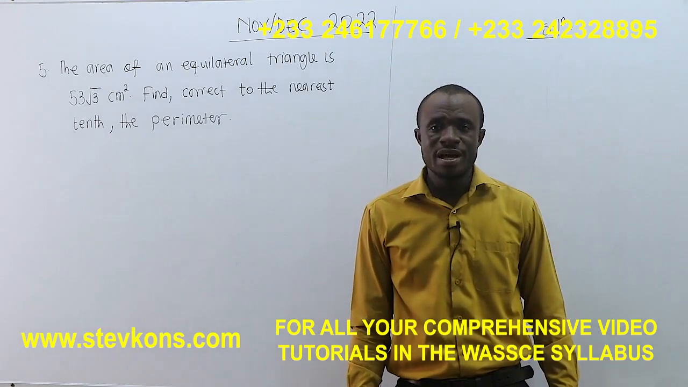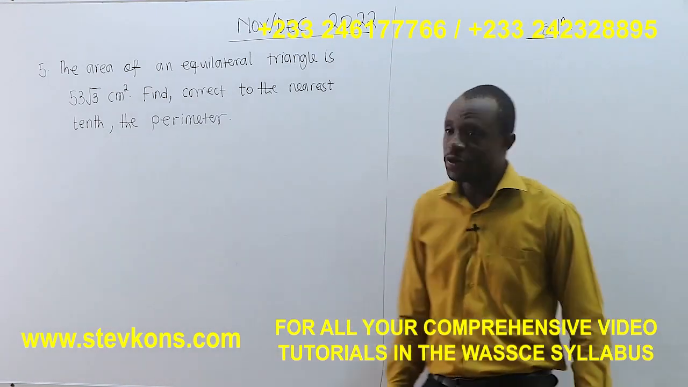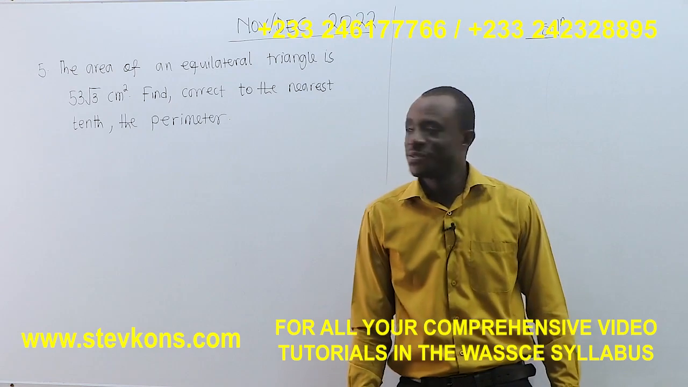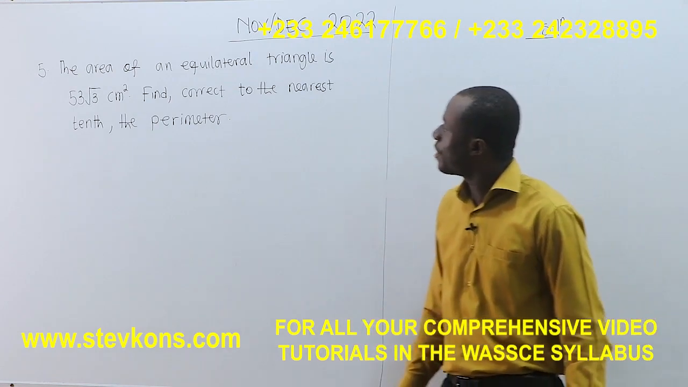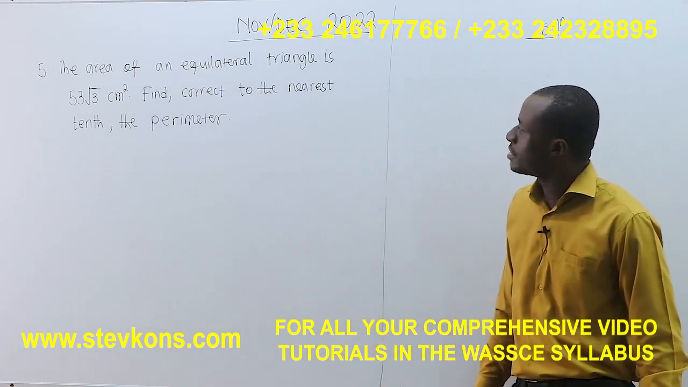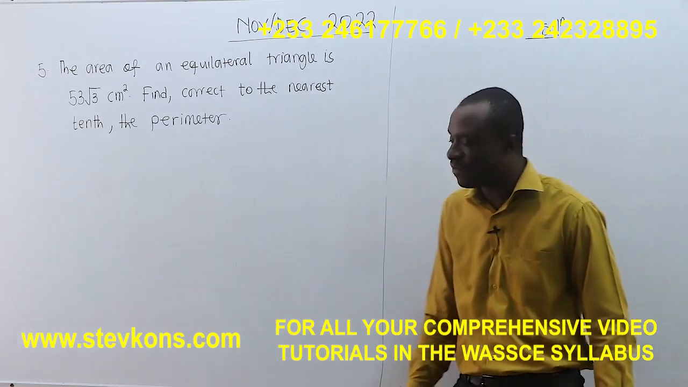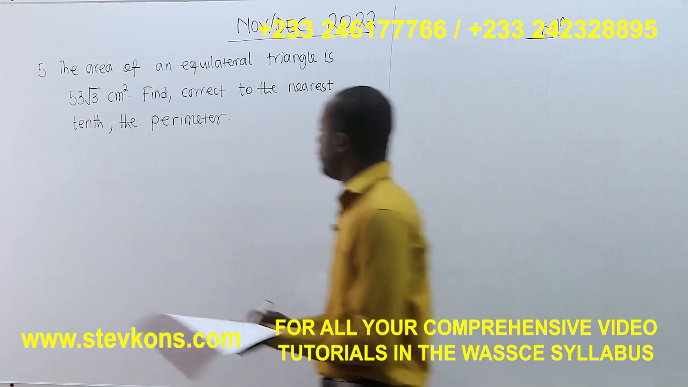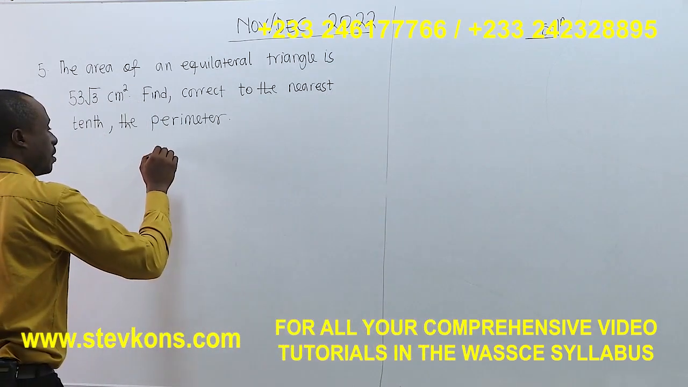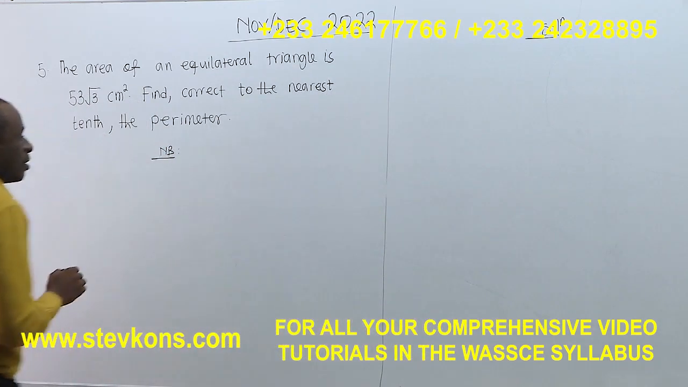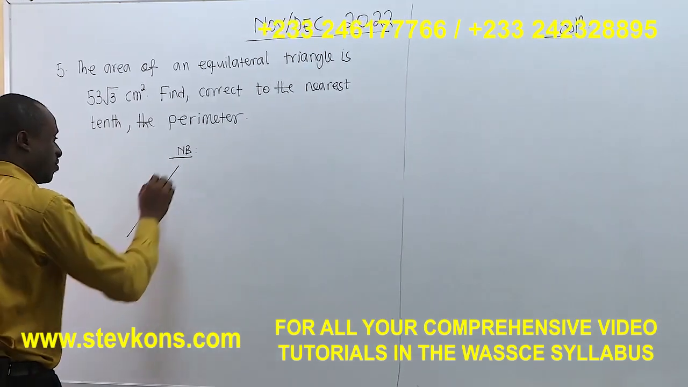Now, let's consider question number 5, 2022. Now, the area of an equilateral triangle is 53√3 cm². Find correct to the nearest tenth the perimeter. Now, let's note. Now, let's consider a triangle.